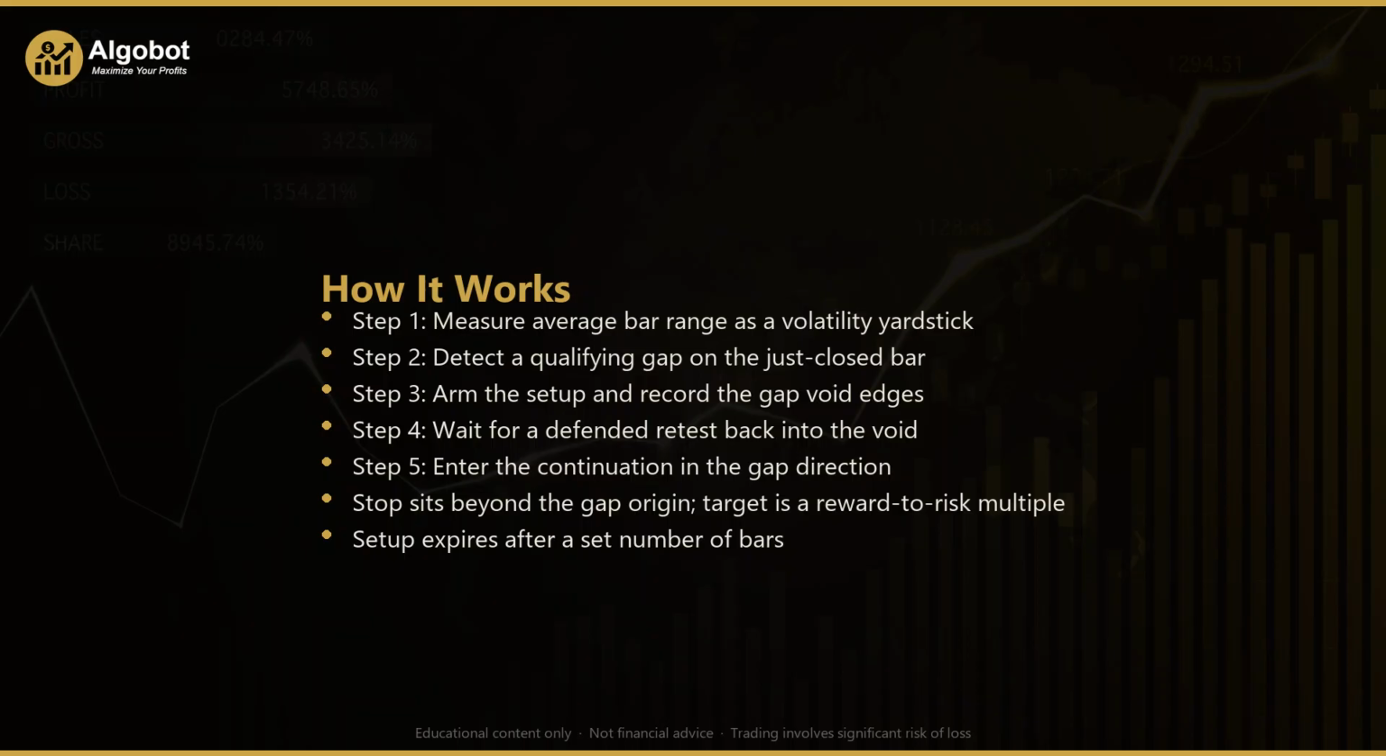Risk is defined cleanly. For a long, the stop loss is placed below the gap origin by the stop buffer times the average range, because a full fill of the gap invalidates the idea. The take profit is then set at the reward-to-risk multiple of that measured risk. A short uses the same structure in reverse.